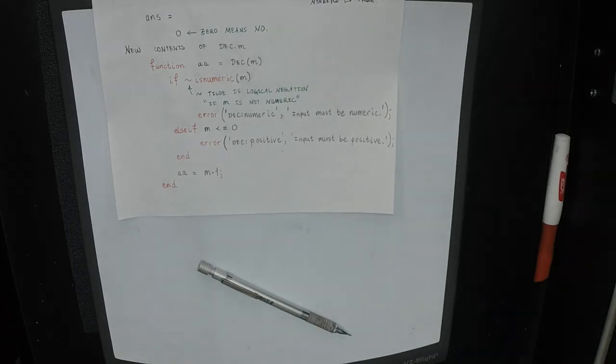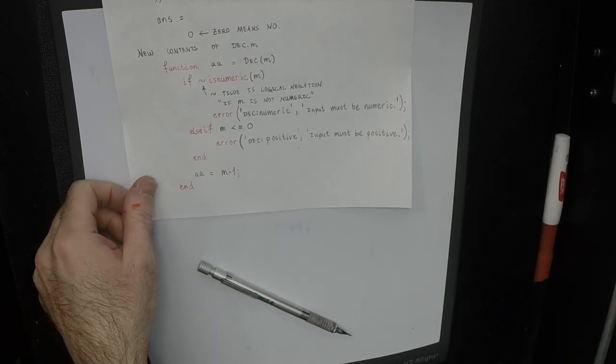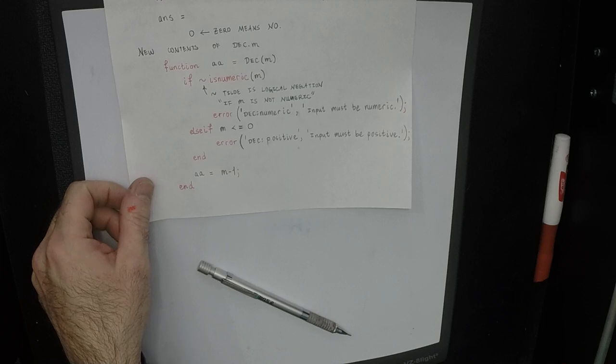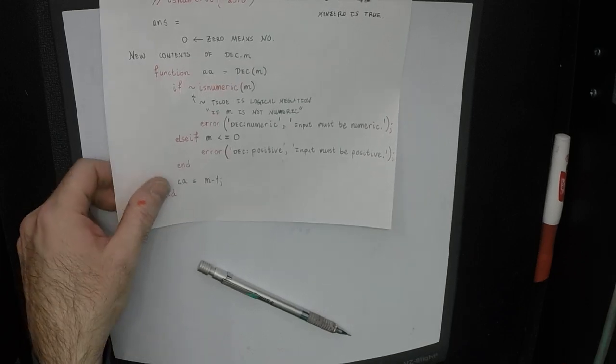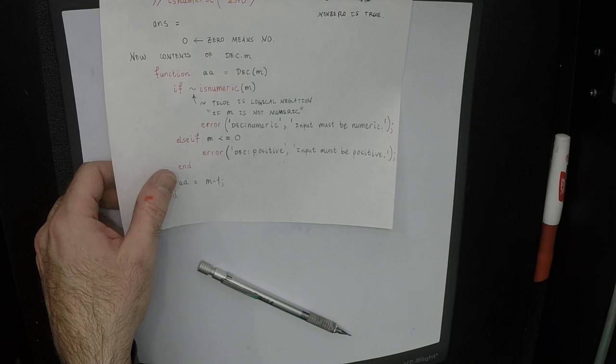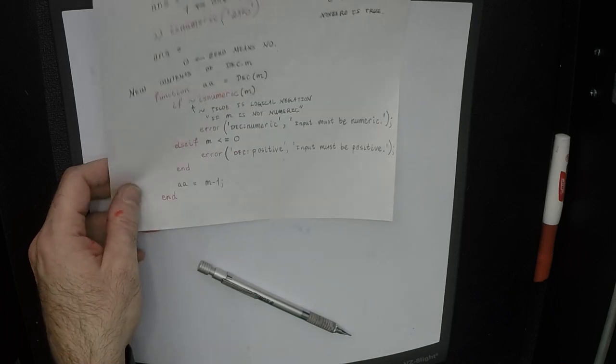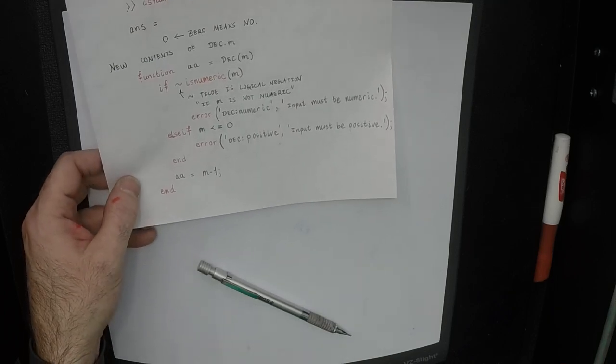So the error will end the function completely, not proceed at all past the error message? Right. Execution immediately stops, prints the error message and goes back to the console. That's a slight simplification of what actually occurs, but effectively, that's what occurs. Okay, good.